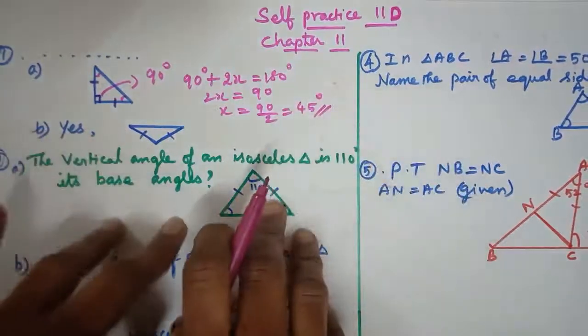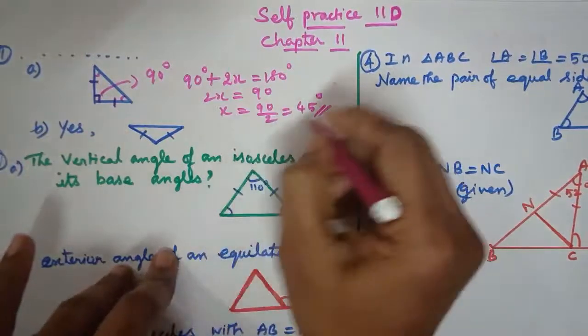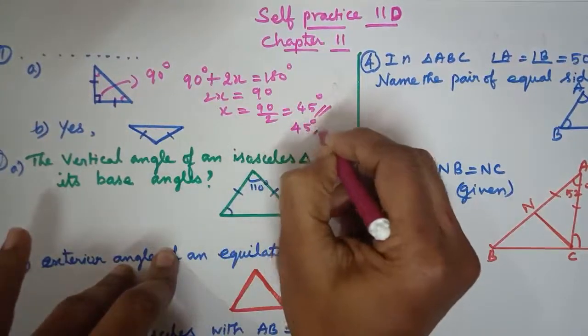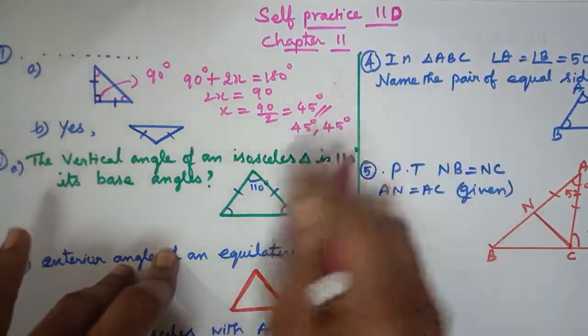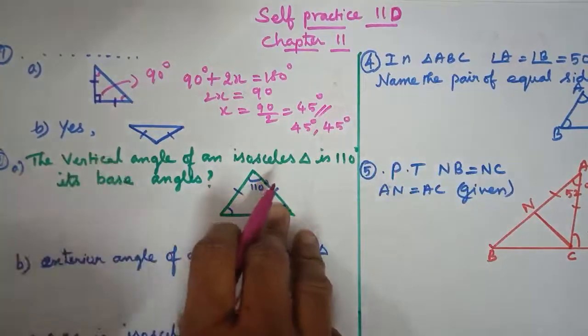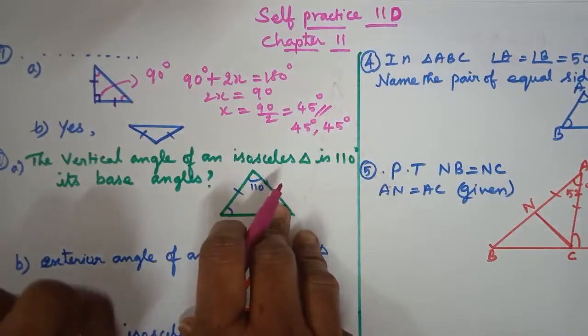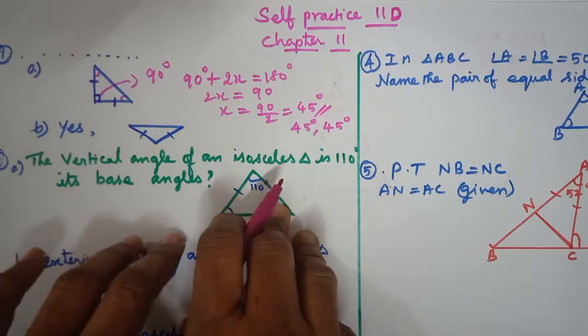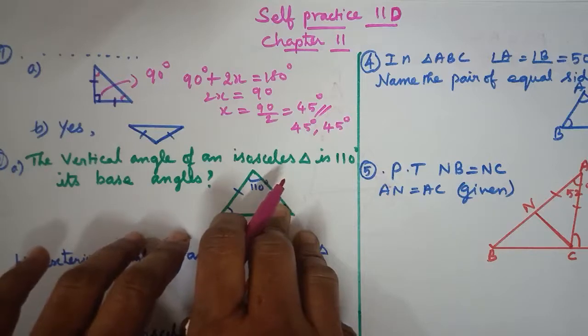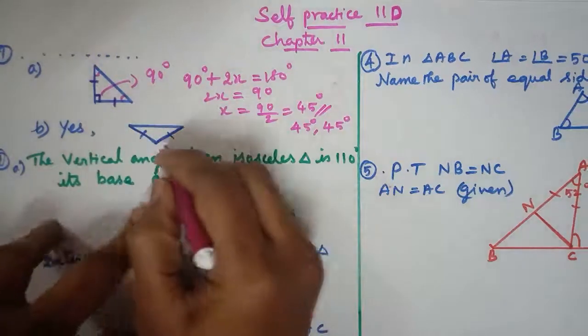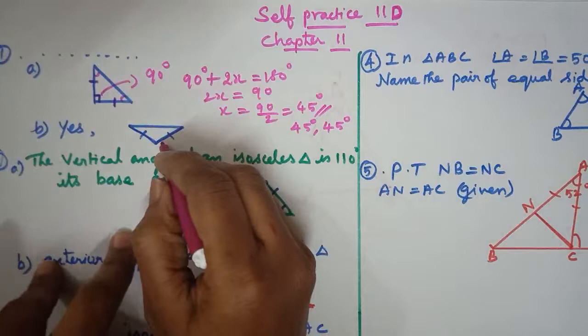Okay students, so what are the angles? One angle is 45 degree, another angle is also 45 degree. Is it clear? Then second question, can you draw an obtuse angle isosceles triangle? Yes. For example, here I have drawn. You just note it.